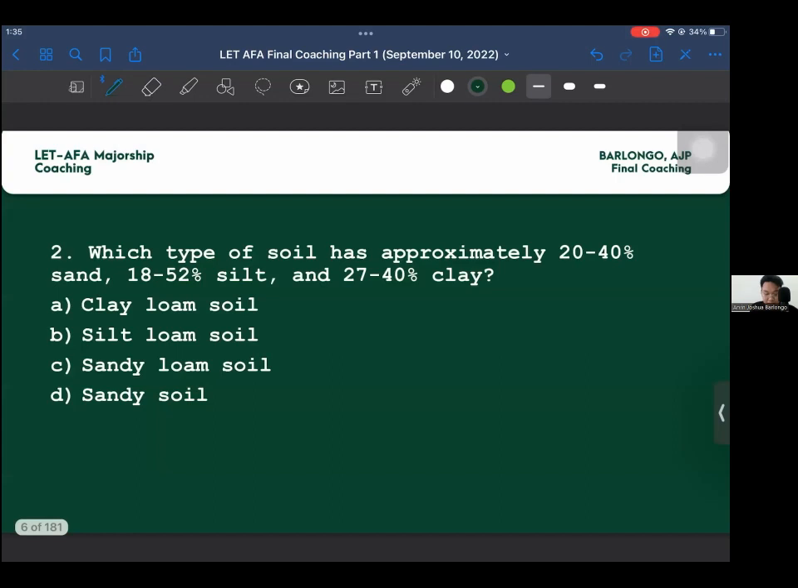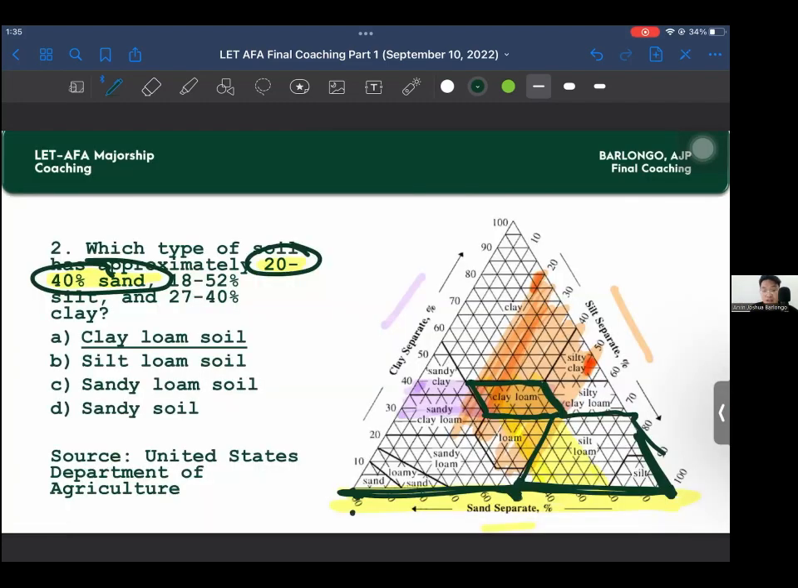We have also tackled soil science. So in soil science, in identifying the type of soil, kapag mayroong ganitong question, ang kailangan nyo lang i-memorize or tignan or isipin is kung ilang percent yung sand nila. Kasi doon mas madali nyo makikita kung saan siya banda.